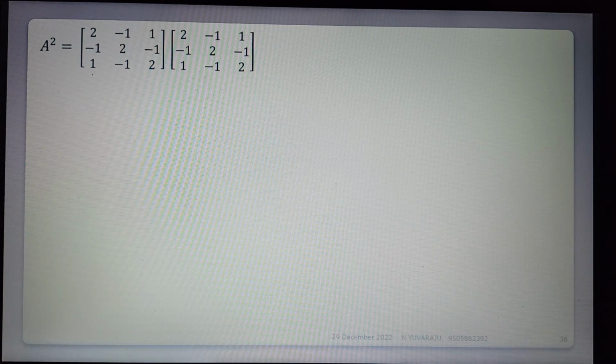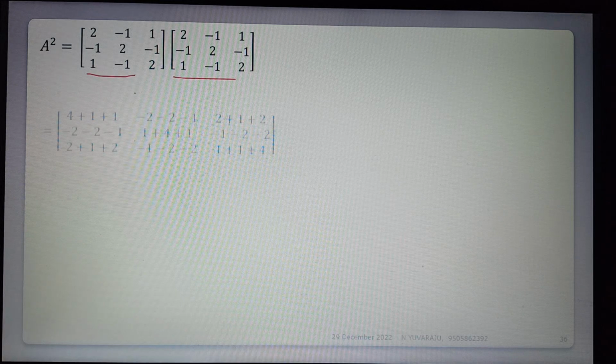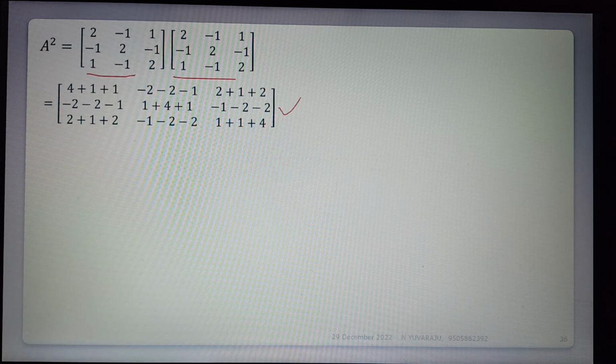So A square: find A into A, the multiplication of A into A. This is first row first column, second row second column, that is first row third column. Next, second row first column, second row second column, second row third column. Next, third row first column, third row second column, third row third column. Now, simplifying, this is A square. So this is the A square matrix. Okay? Now finding next A cube.